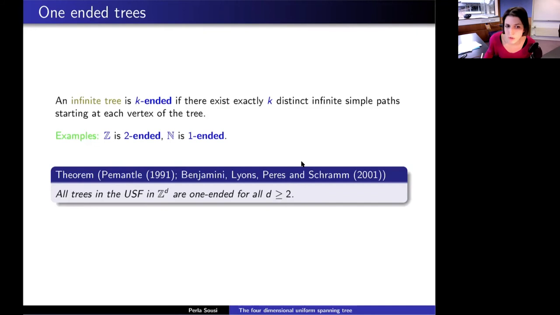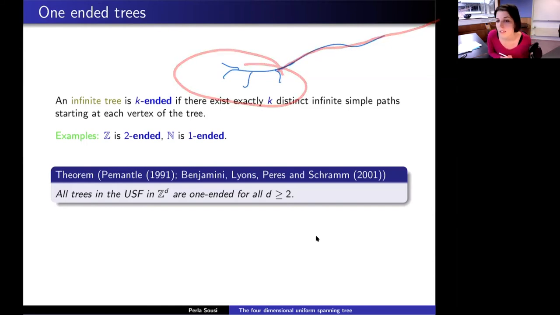Is the definition of one-endedness clear? Let me just repeat. A tree is called one-ended if, starting from every vertex, there exists exactly one infinite simple path that starts from the vertex. So you could have this picture, where this one here is the infinite path, while this part here is finite. Starting from 0, there is a unique infinite path, and everything else is finite.